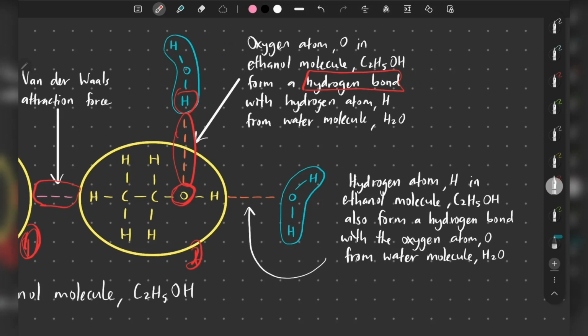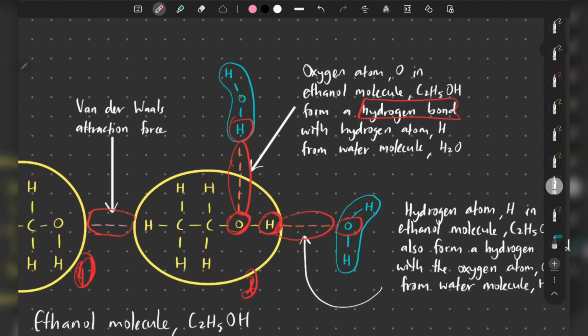Another hydrogen bond can be formed when the hydrogen atom in the ethanol molecule forms a hydrogen bond with the oxygen atom in another water molecule. So when the ethanol can form hydrogen bonds with the water molecules, just as I've shown in this diagram, it means that it is soluble in water.